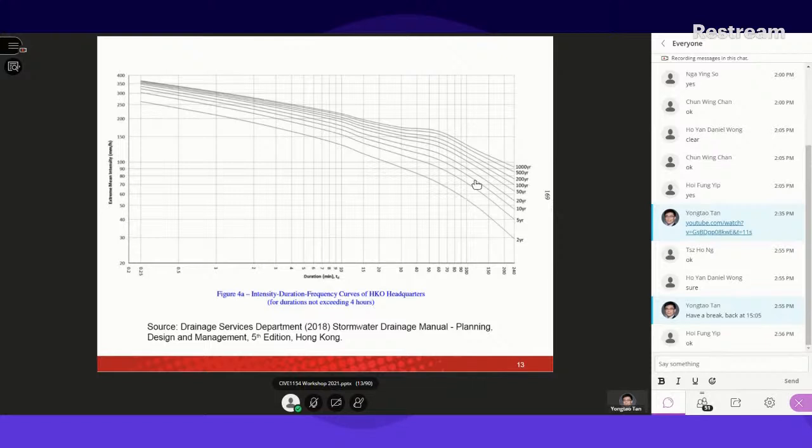Actually, I also get some information from this manual to share. The development of the IDF curves for any location in Hong Kong is given in the manual. And these curves are the most useful tools for engineers, especially in the design of water resources. The IDF relation is based on the GEV distribution model, which means the generalized extreme value distribution model.